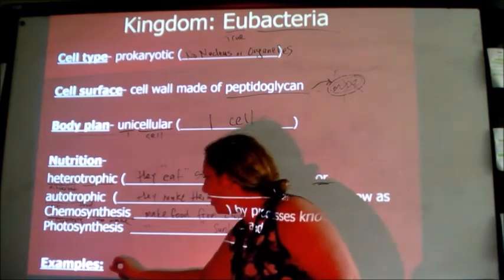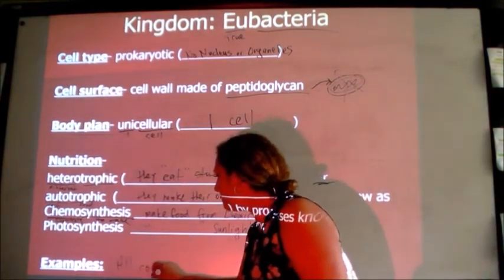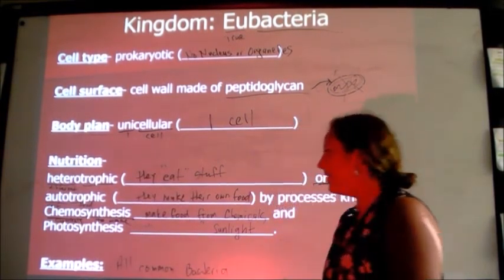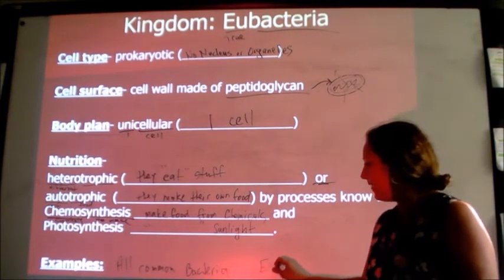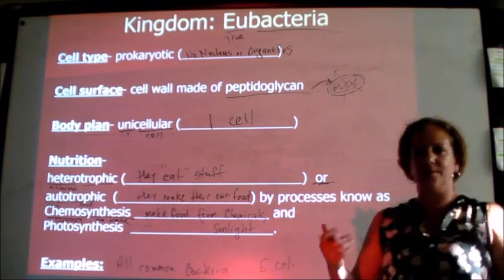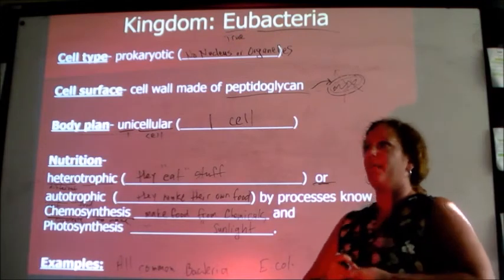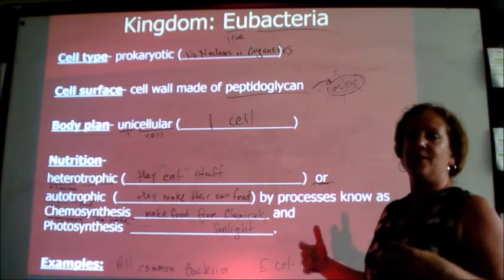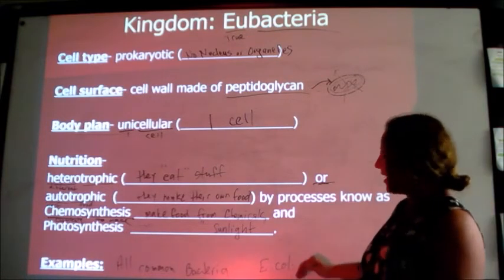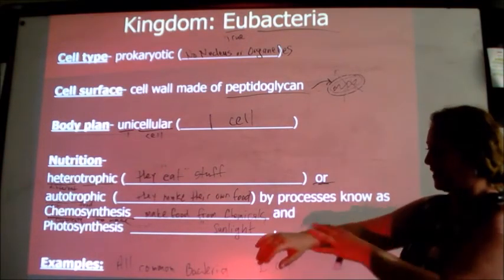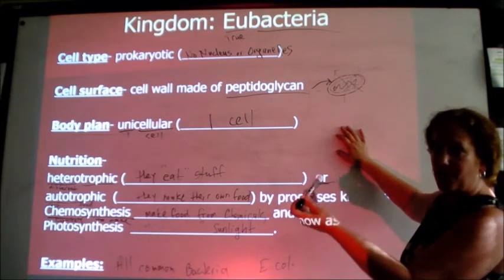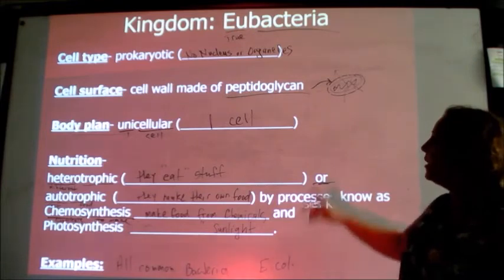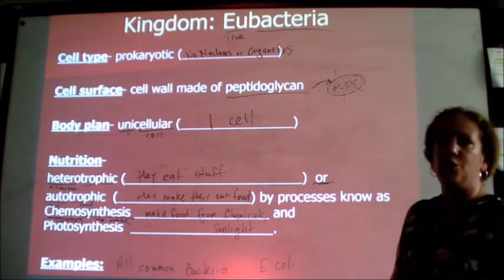Some examples are just all common bacteria. All right. The E. coli found in your intestines, staph, strep throat, staph infections, all of those pathogens, the ones that make you sick, those are just common bacteria. So are the bacteria that's on my skin, on this board, on this marker. It's everywhere. Bacteria is everywhere. So all your common bacteria are going to fall into kingdom Eubacteria.